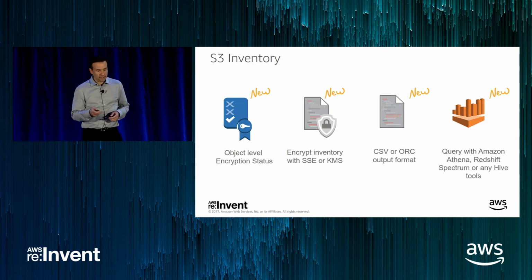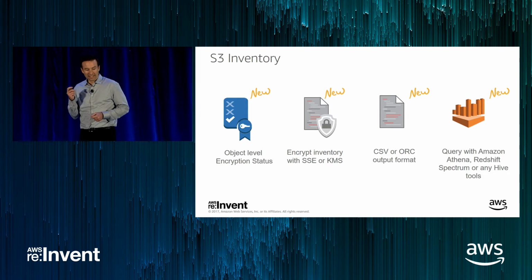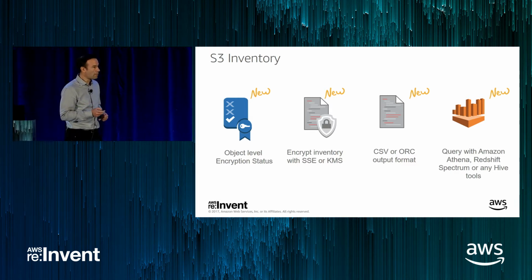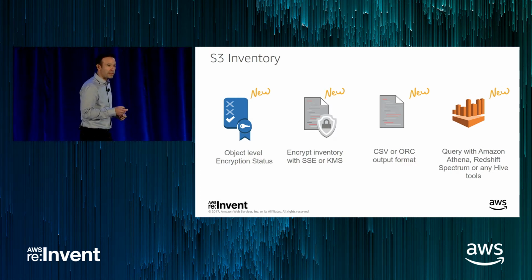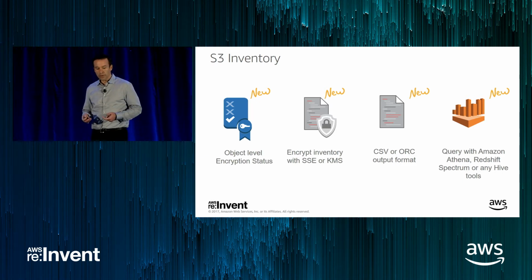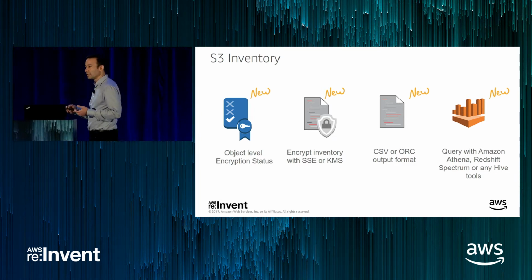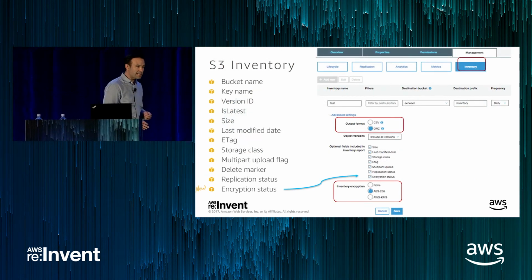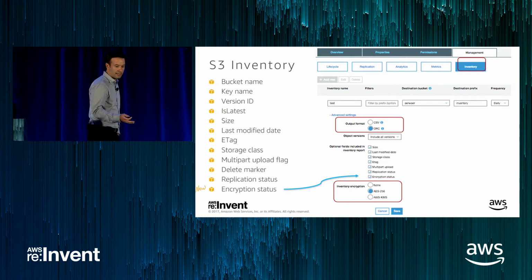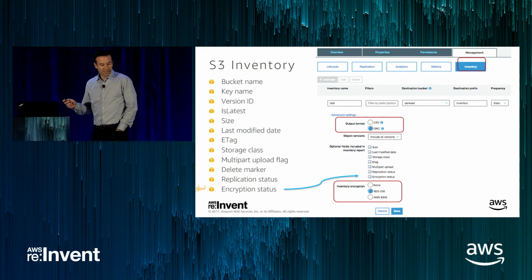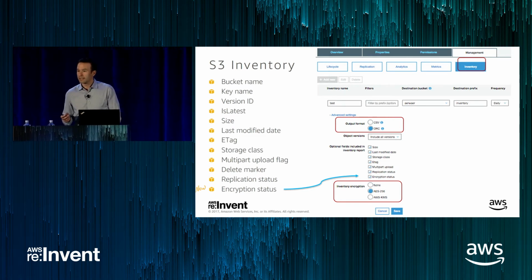You can see your object-level encryption status. You can see if it's with SSE or KMS. You can output that to a CSV or ORC output format, which lets you then, on a daily basis, query that with tools like Amazon Athena or Redshift or your own S3 tools such as Hive. Very, very easy to set up in the same way. So when you're in a bucket and you're looking at the management tab, you've got an inventory selection now. And if you'll notice at the bottom there, you have the new one for the encryption status.